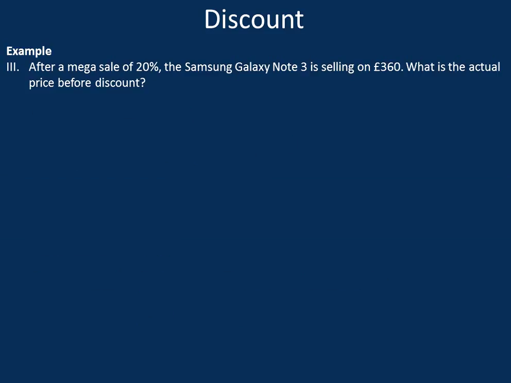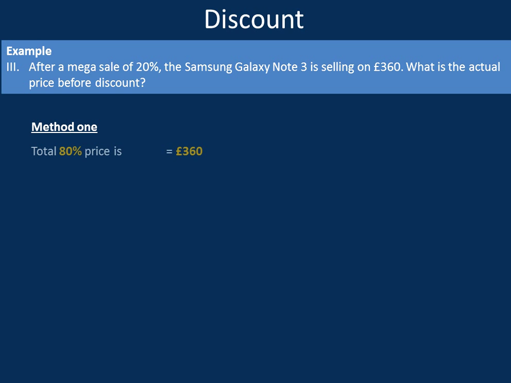Now the third question: after a mega sale of 20% discount, the Samsung Galaxy Note 3 is selling at £360. What is the actual price before the discount was offered? The new price is 360 after the discount of 20%. What is the actual price, the 100%? To find out, the first method is to take the 80%, so 360 basically represents 80% only, because the 20% is taken off. Therefore you take the fraction of it.